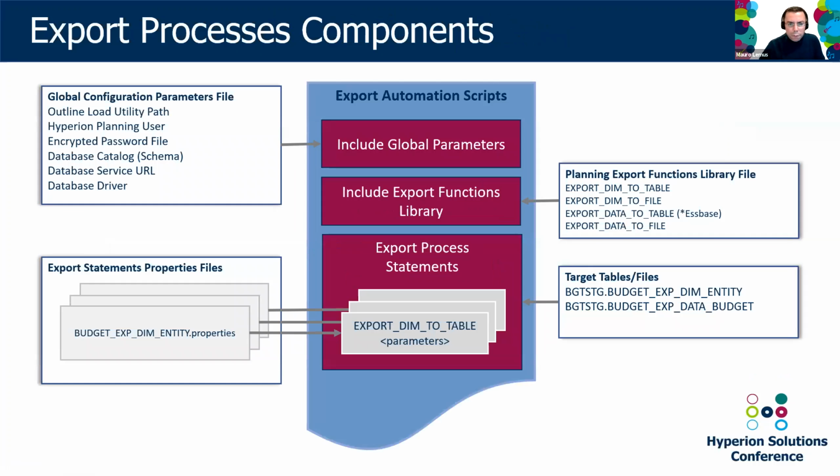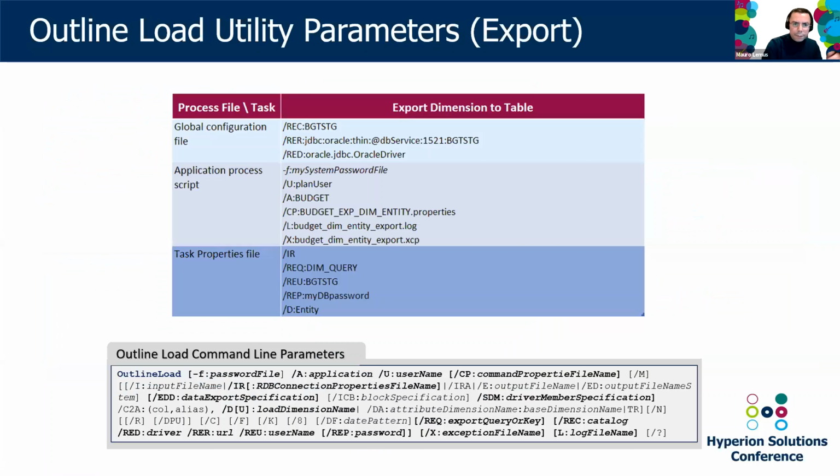The process we are indicating here is very similar to the process we used to upload. So essentially the three defined sections. The first one points to the global configuration parameters. The second one points to your library, where you define the functions, where you create the wrapper to encapsulate the command line utility, and also the statements per se. Each statement is associated with a property file, and the property file makes a reference to a target, in this case, a table that is a target for our data or metadata.